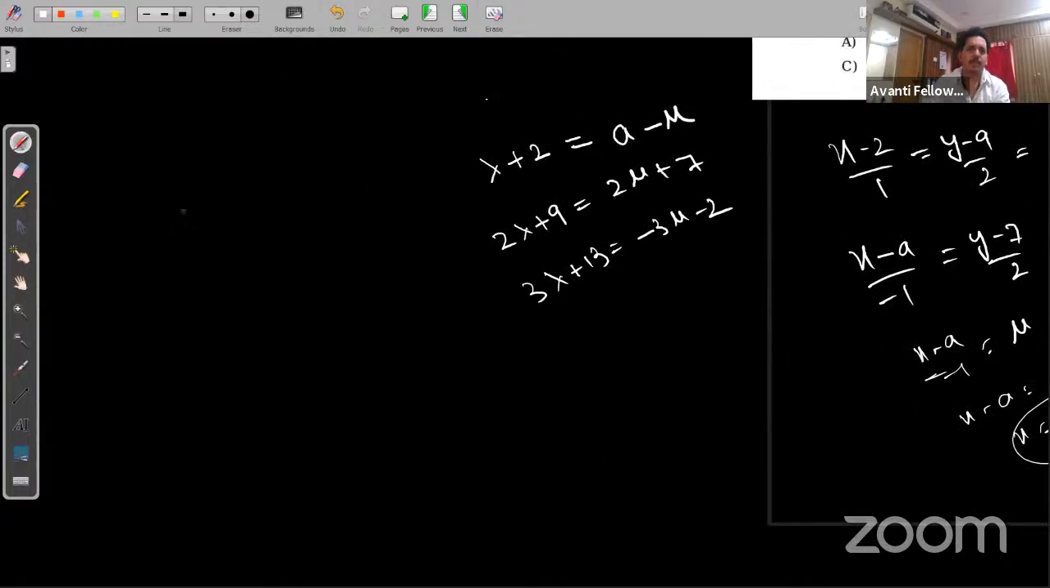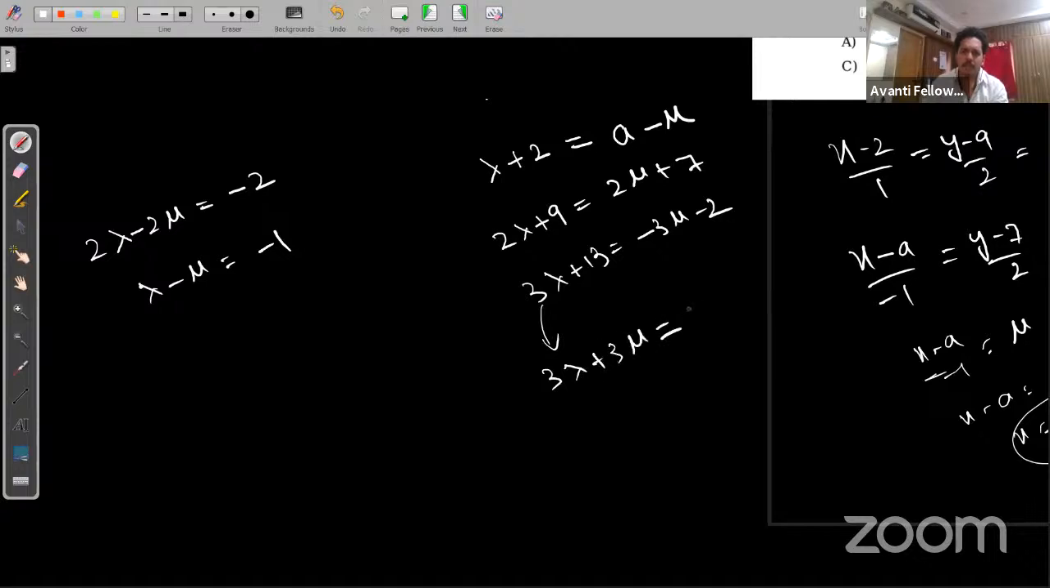What I will do is, the second equation, I'm writing it here. Look here, everyone. 2 lambda minus 2 mu is equal to minus 2. So lambda minus mu is equal to minus 1. That is what we got. And what about this one? 3 lambda plus 3 mu is equal to, I think, minus 15. So lambda plus mu is equal to minus 5.